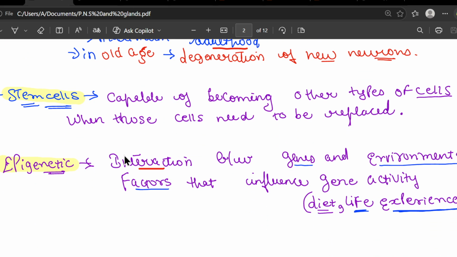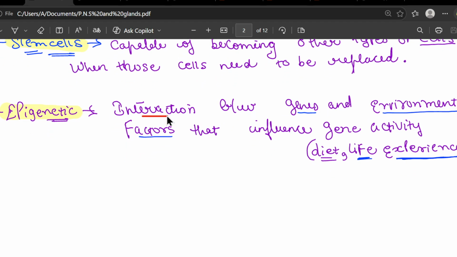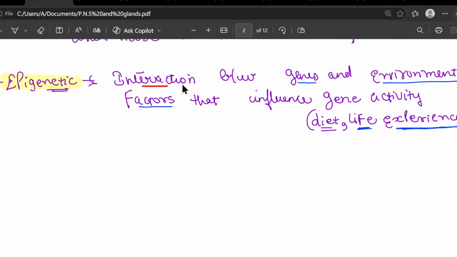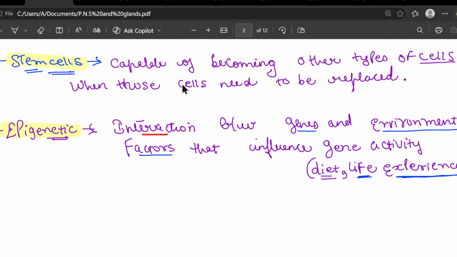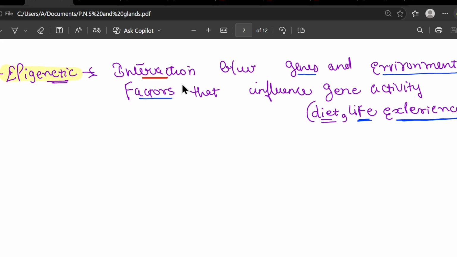And now we have stem cells. What are stem cells? These are the cells which can become other cells. They can replace other cells. They are capable of becoming other types of cells whenever they need to be replaced. So you don't have to worry that all your cells are just separated. No, they're not separated. They can actually replace each other, and they have this capability of replacing each other when needed. It will happen by the stem cells and other types of cells there. So they have this capability.